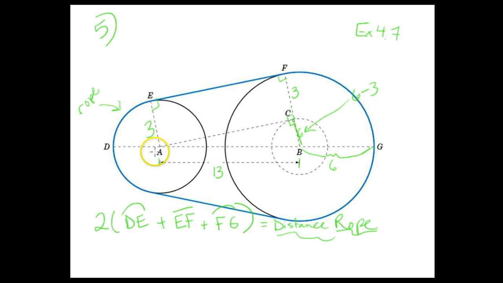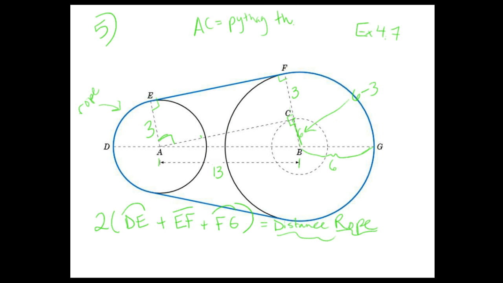I'm going to give you a couple more hints. This is 90 degrees. This is your right triangle. You know this side and this side. You can find this side by Pythagorean theorem. So find AC by Pythagorean theorem.